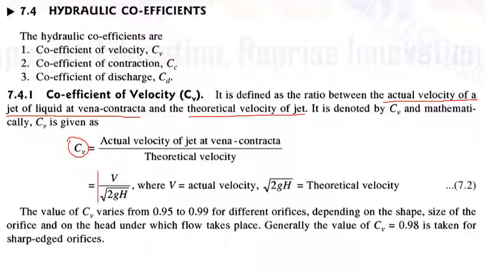So that is CV. The value of CV varies from 0.95 to 0.99 for different orifices, depending on the shape, size and head under which the flow takes place. Head is the height of liquid surface above the center of the orifice. Generally, the value of CV is 0.98, taken for sharp-edged orifices.